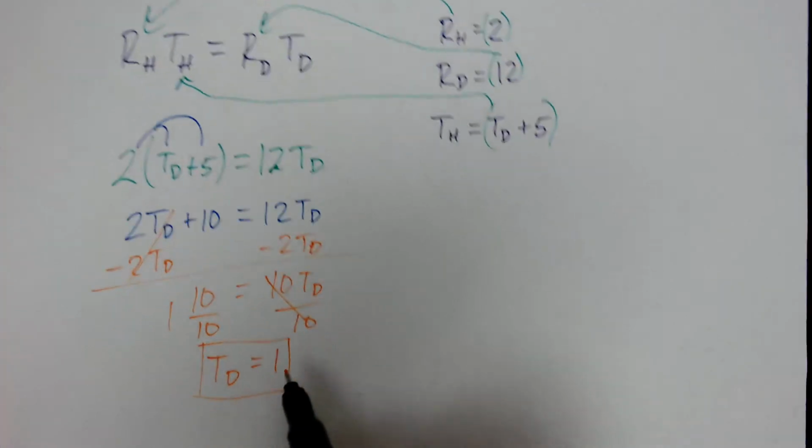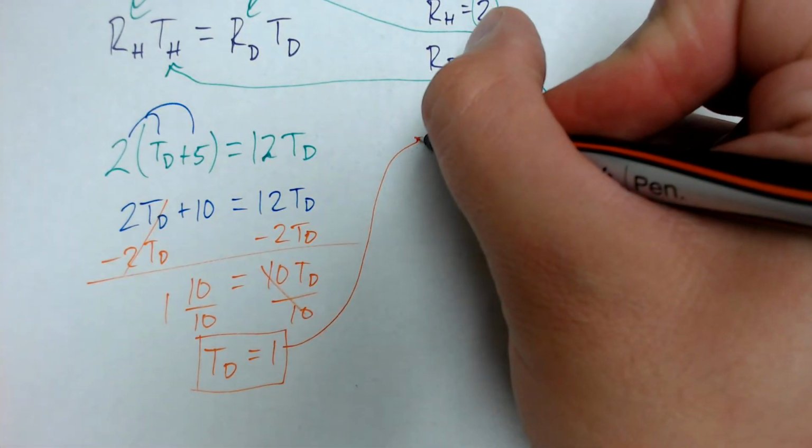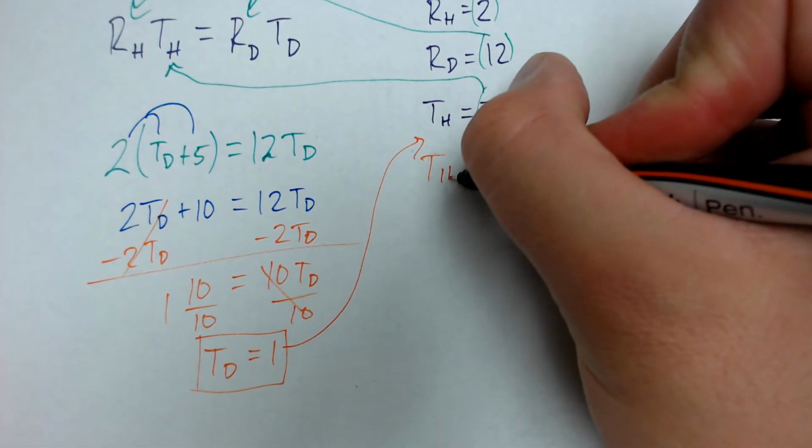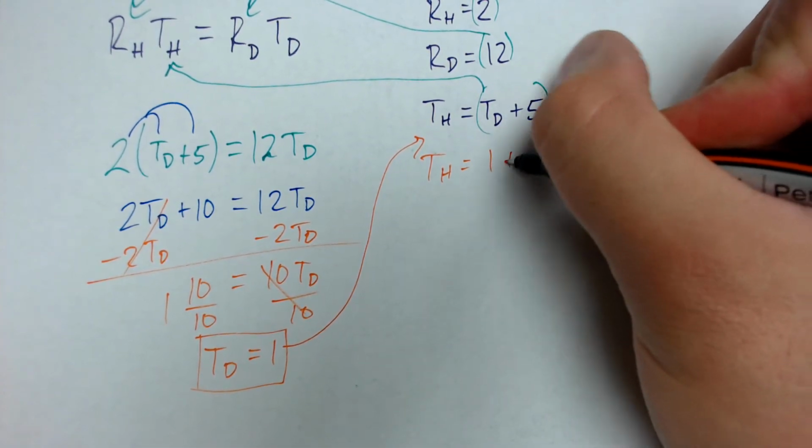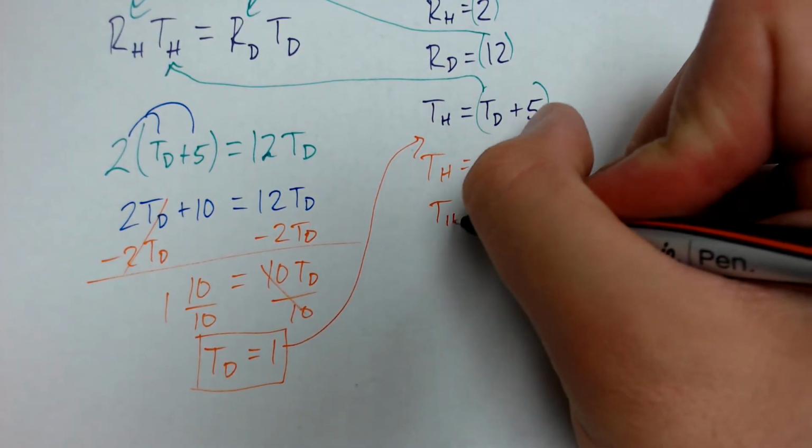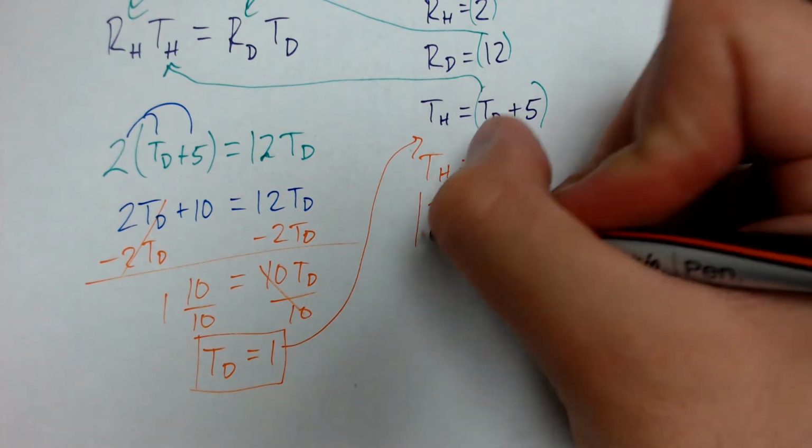Then I can take this and plug it into this right here. So time of hike is equal to 1 plus 5. So time of hike is equal to 6.